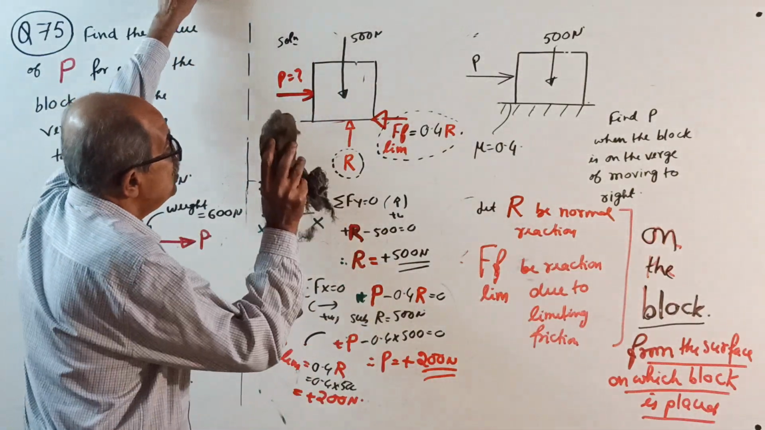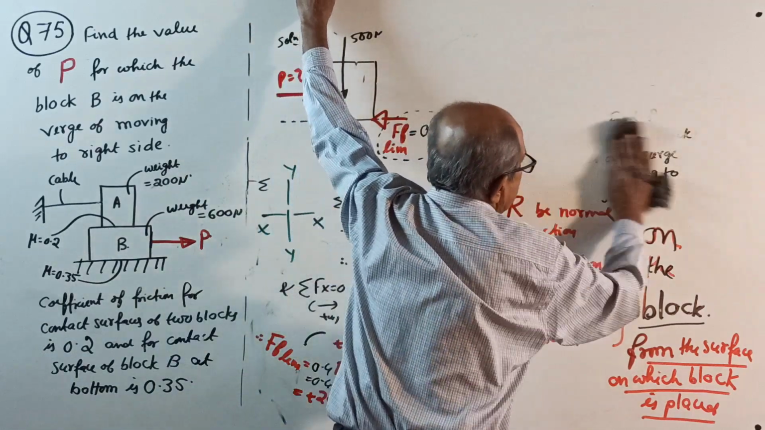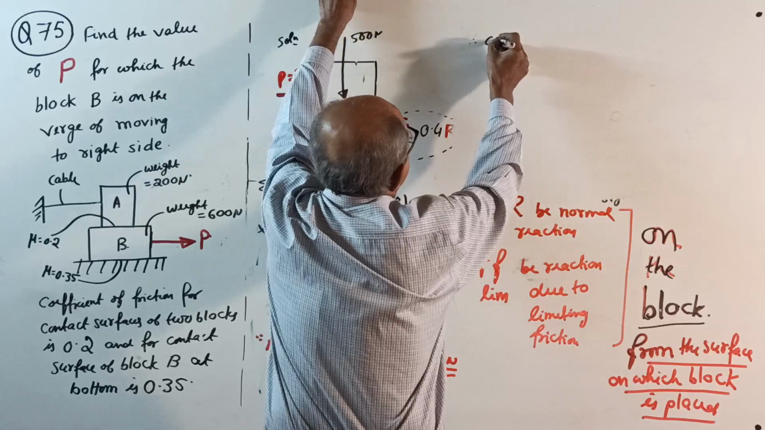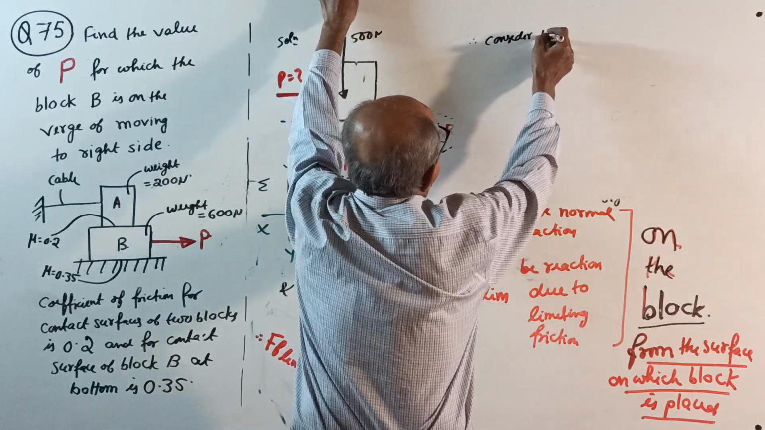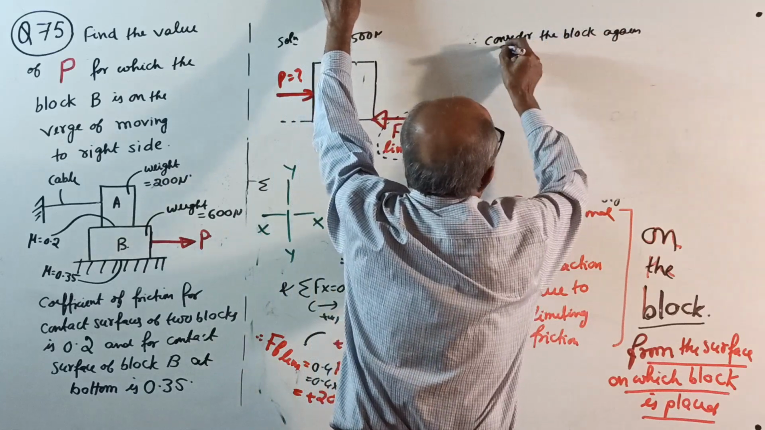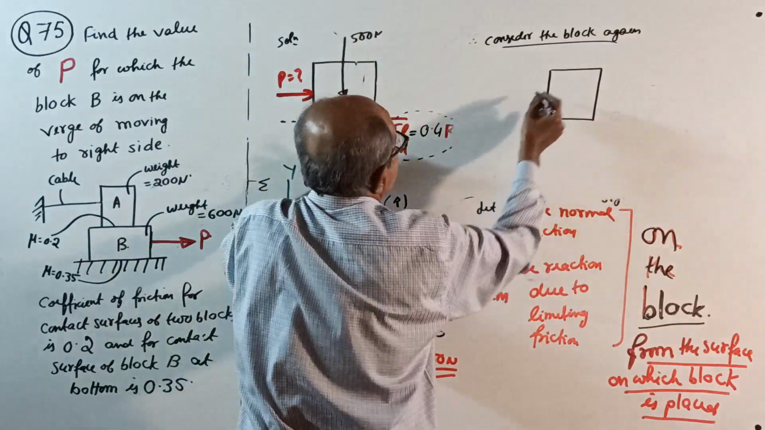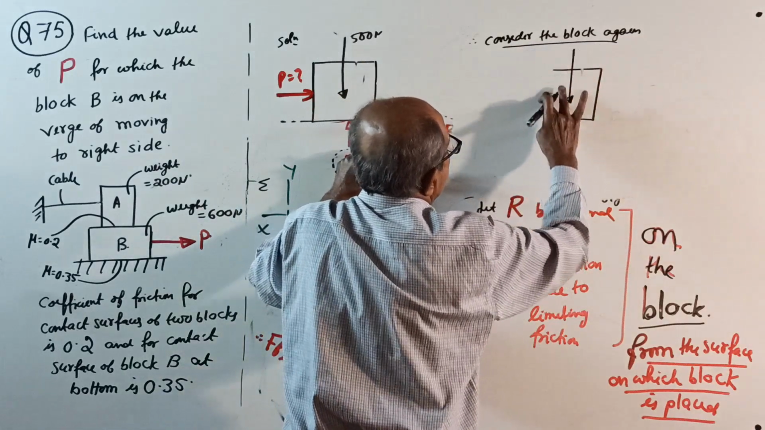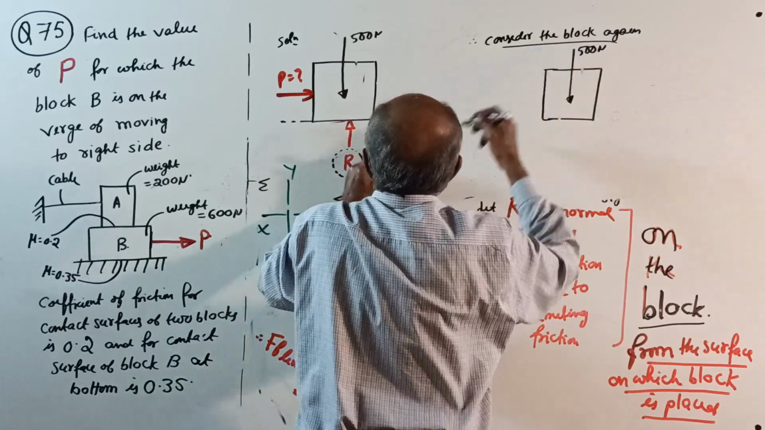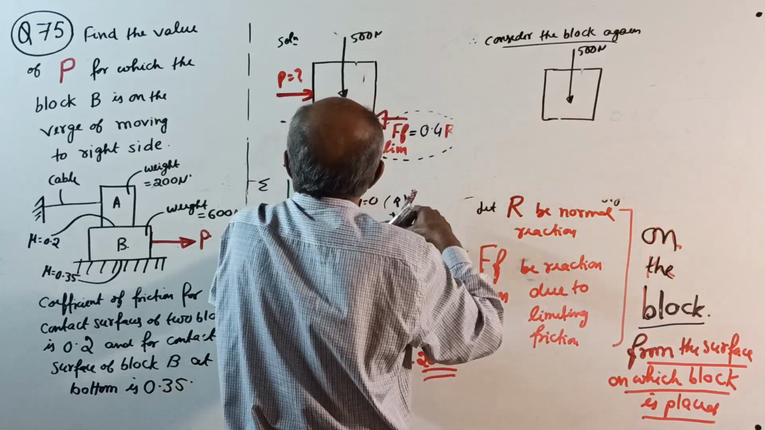Okay. Now, do one thing. Write the correct answer. Therefore, now consider the block once again with the numerical value. This weight is how much? 500 Newton acting down, this everybody knows. And to move it to the right side, you require a force, I will put it in black color here, P.